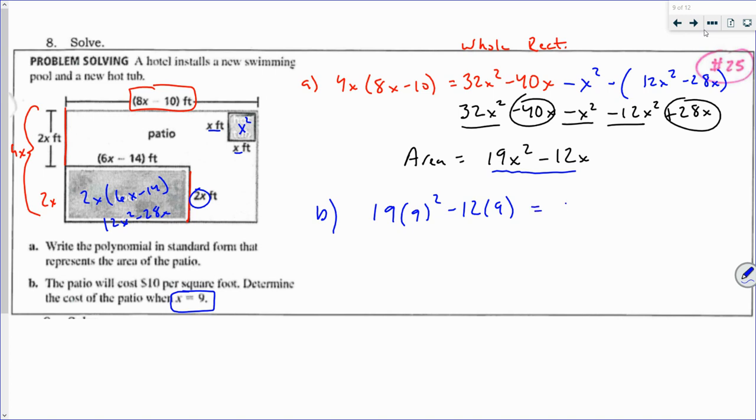And when we get that, we figure out that it's 1,431 square feet. Then from there, it costs $10 per, so we go 1,431 times our $10. We end up figuring out that to pour this whole thing is $14,310.